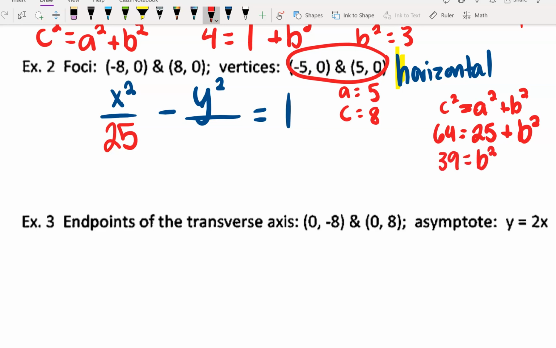equals b squared. And again, that's all I need. I don't need b, I just need b squared, because that's what goes into the formula. So that there is our equation.